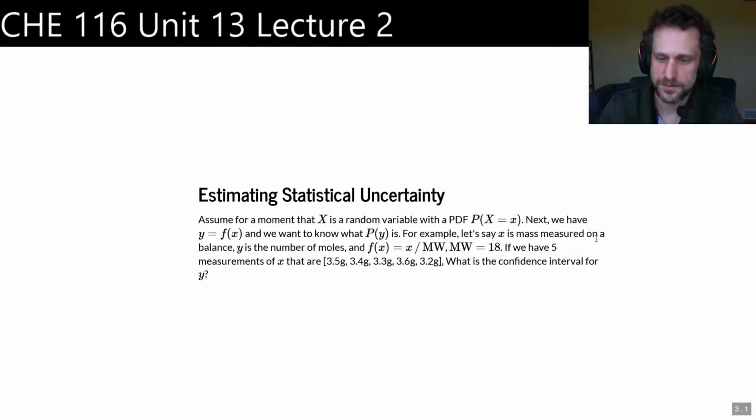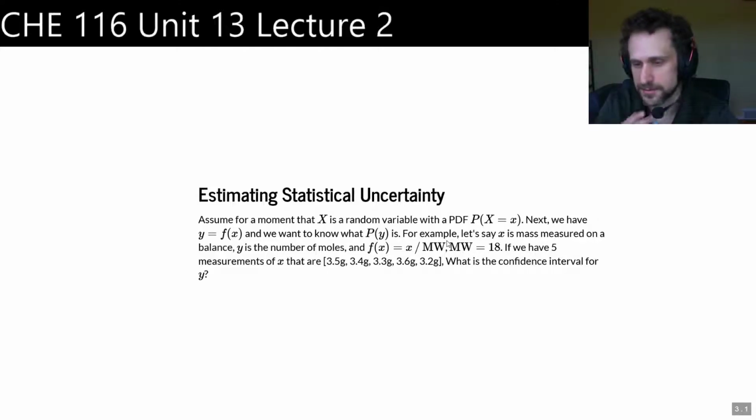Now to make this more practical, let's say that x is something where we measure a compound on a mass balance, and y is the number of moles. So x is a random variable, because when we measure mass, there's error in how we prepared our sample. There's error in the balance. There's error in the calibration. Then the number of moles is going to be the mass we measured divided by the molecular weight. In this case the molecular weight is 18, so it's water.